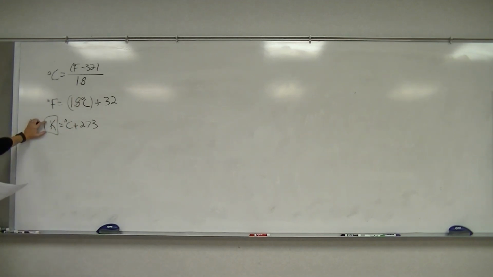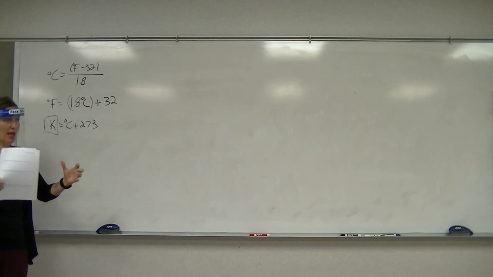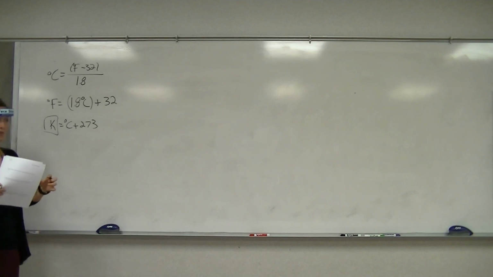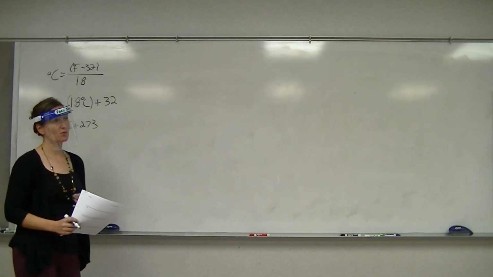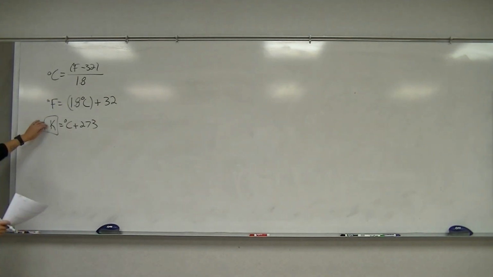Kelvin is actually the SI unit. In chapter 1, when we talked about SI units, that was the international system of units that all scientists and mathematicians agreed upon. They said, these are the units we're going to use to report our data so that we can share it with each other. So Kelvin is that unit for SI.